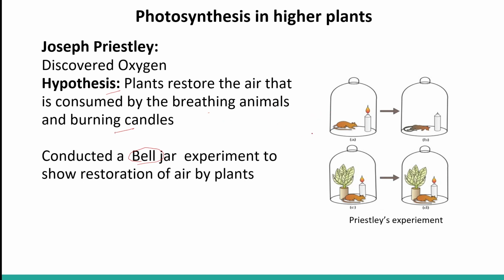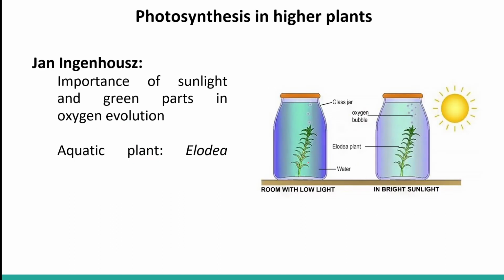So what he did in this experiment, he kept a mouse and a burning candle inside a bell jar. And he observed that after some time, the mouse died and the candle was exhausted. Later he introduced a mint plant inside the bell jar, and he observed that the mouse survived and the candle was still burning. So by this experiment, he proved that there is a restoration of air by the plant, and this is how he discovered oxygen. This is Priestley's experiment.